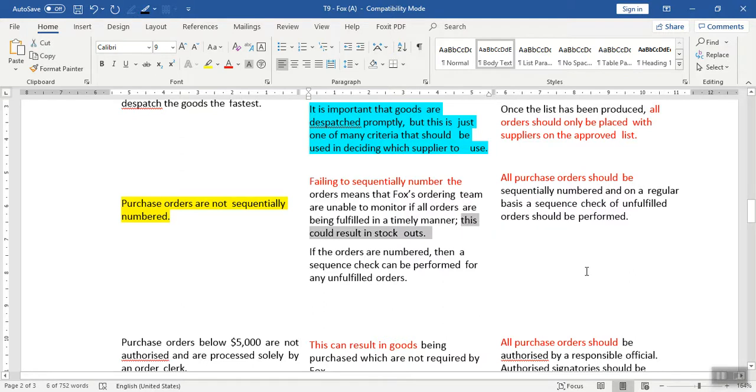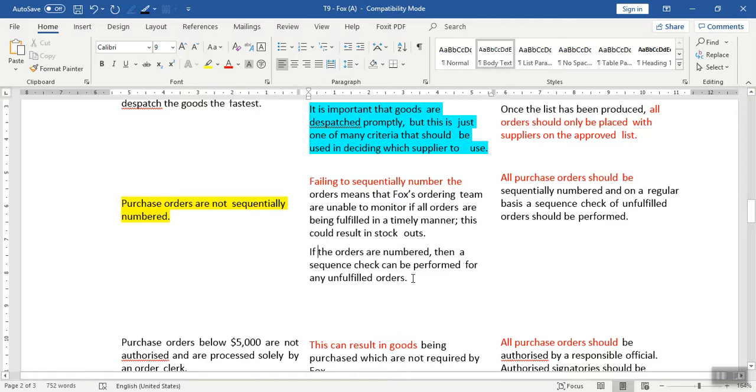Confused or messy, and this could result in stock out. It will cause the company to be unable to cover, with no raw material to produce the product. Normally when their raw material is getting low, they will order in advance to cover, and now with no number, the staff mess up everything, and it will cause a delay. Okay, so if the orders are numbered, then a sequential check can be performed for any unfulfilled orders.